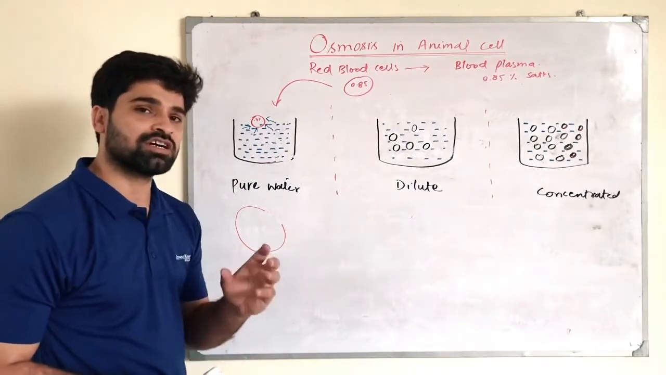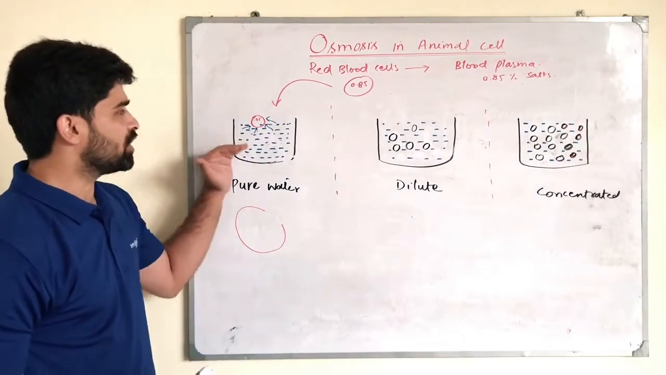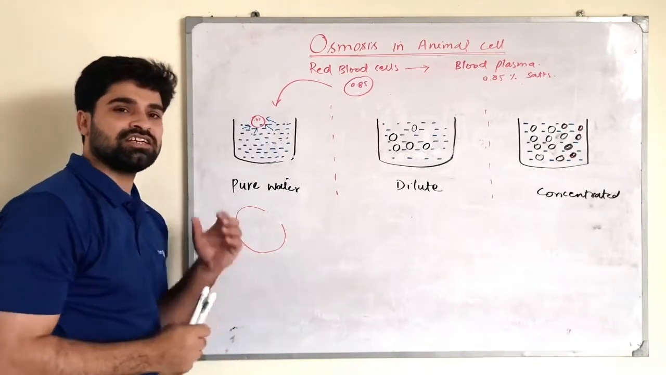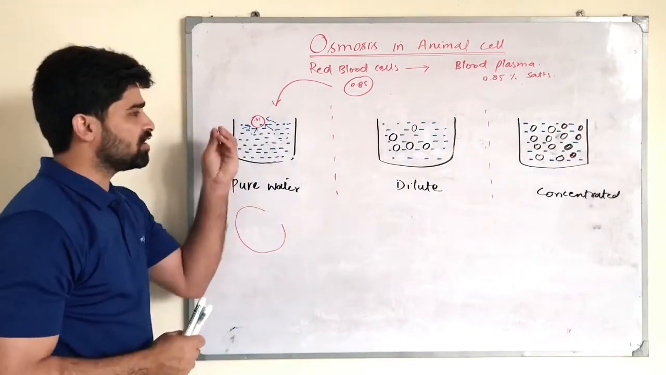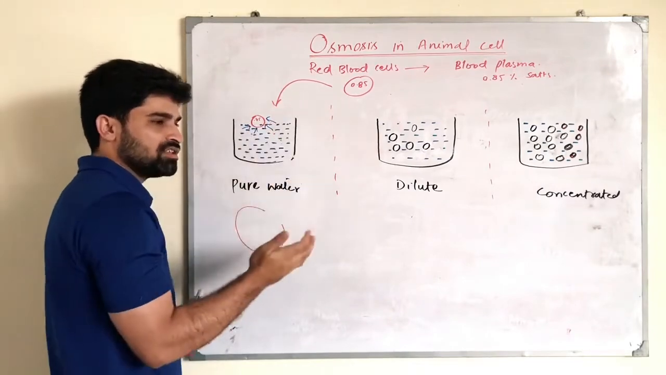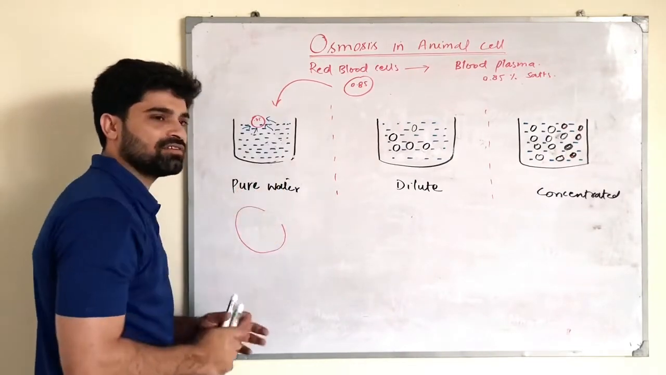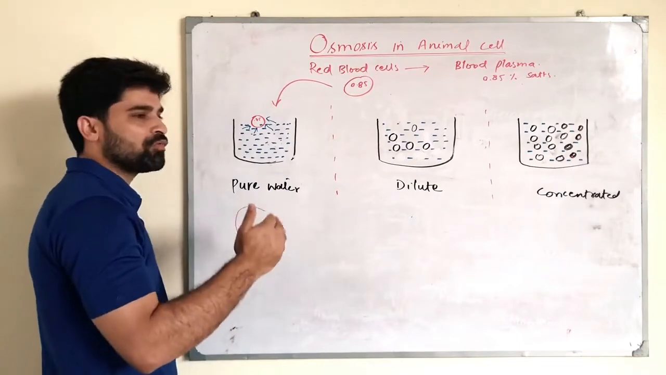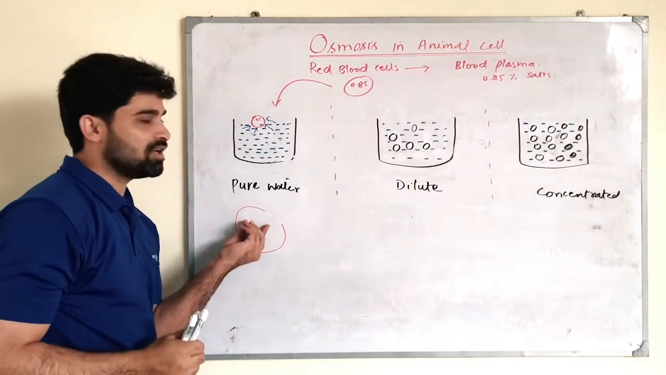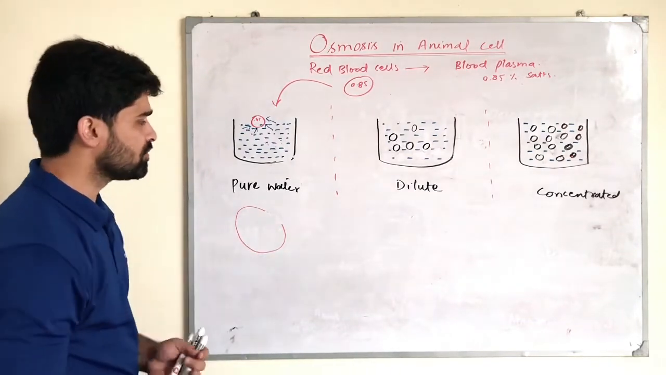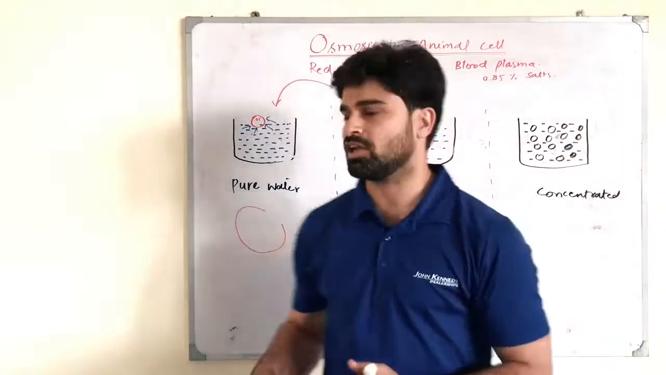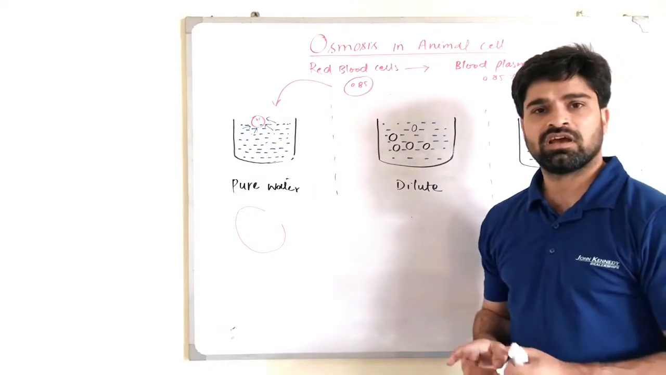I hope you have understood the concept and the idea. Why does water enter into the cell? Because on the inner side of the cell, the conditions are more concentrated and the water potential is low. The pure water outside the cell has a high water potential. Water will move from the high water potential to the low water potential, and ultimately the red blood cell will burst.